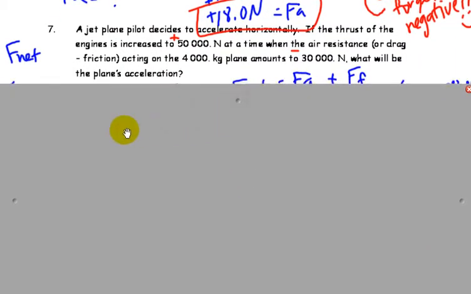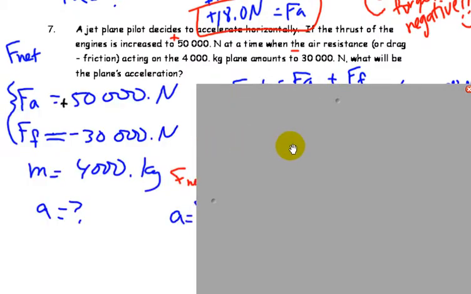Okay, if you had a time to look at that, first thing you need to do is always write down the information that you're given. Plus 50,000 newtons. The mass is 4,000 kilograms. Force of friction is negative 30,000, and we're looking for A.